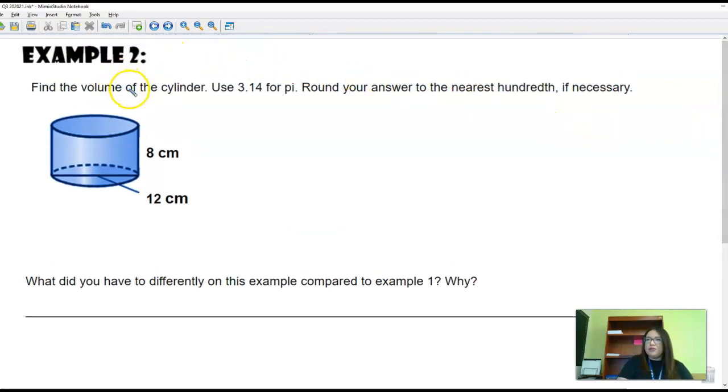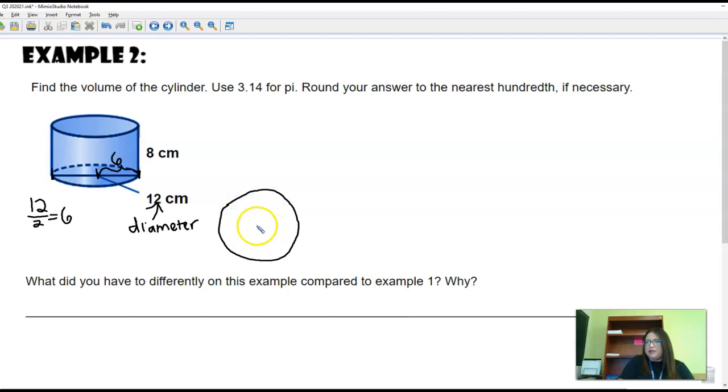Okay, so example 2, find the volume of the cylinder. Use 3.14 for pi, round your answer to the nearest tenth. Now right away I notice in my picture that this number is not a radius, this is a diameter. So what do I have to do to that one? Chop it in half. I know it's a diameter because it's all the way from one end to the other. So I need to cut it in half, and 12 divided by 2 gives me 6. So now I know that this circle actually has a radius of 6, okay? 6 centimeters.